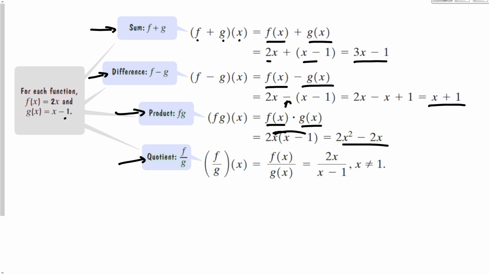Now for the quotient function, even if 2x and x minus 1 had domains of all real numbers, which they do, as soon as I start to divide, I have to make sure that g of x is not equal to 0. So x minus 1 cannot be equal to 0, so x cannot be equal to 1. So when I make a quotient function, unless the bottom can never equal 0, there will be somewhere that the function is not defined.